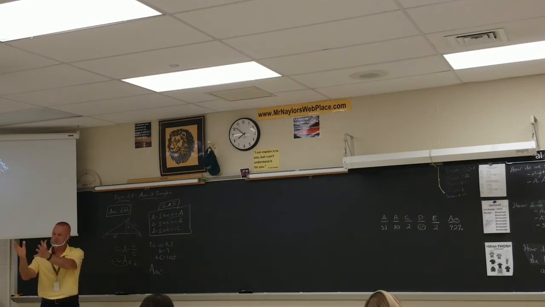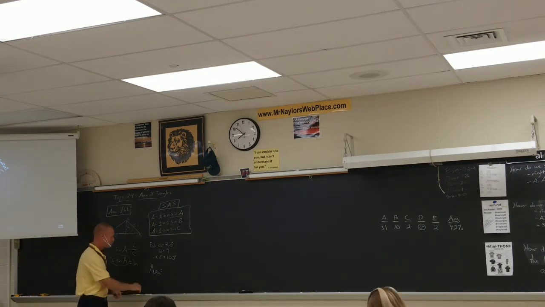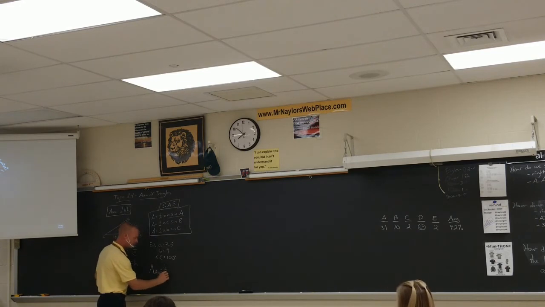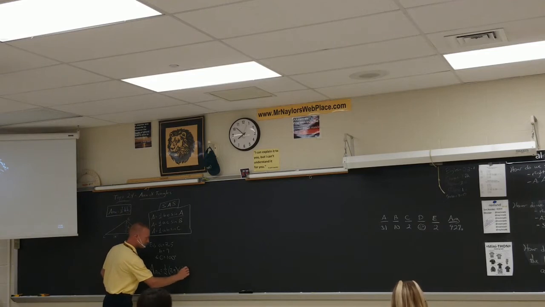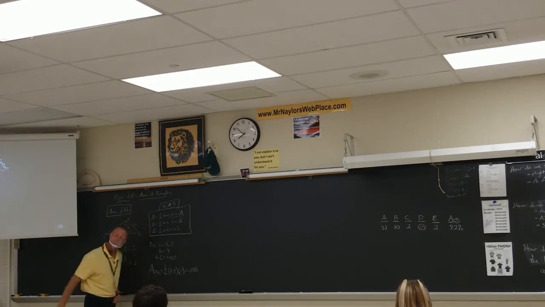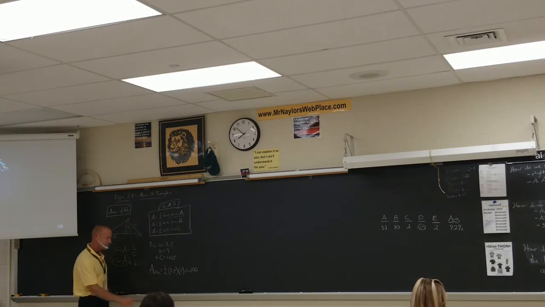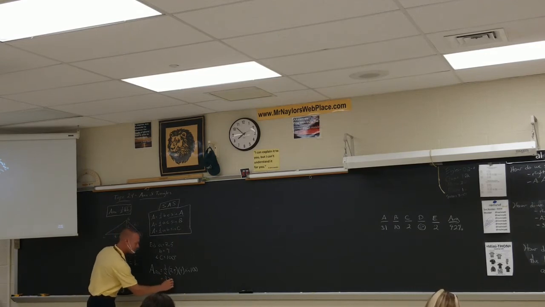How did you set yours up, Camry? I said area equals 1/2 times 7.5 times 9 times sine 150. That's all there is to it. Again, pretty easy.